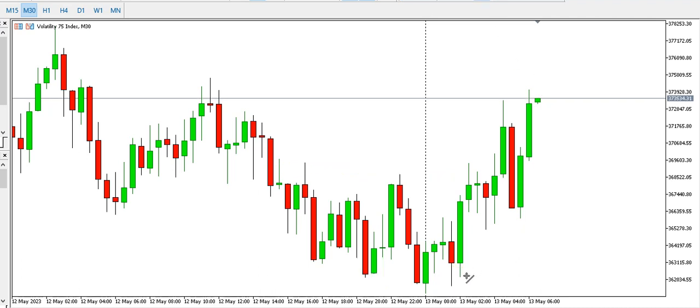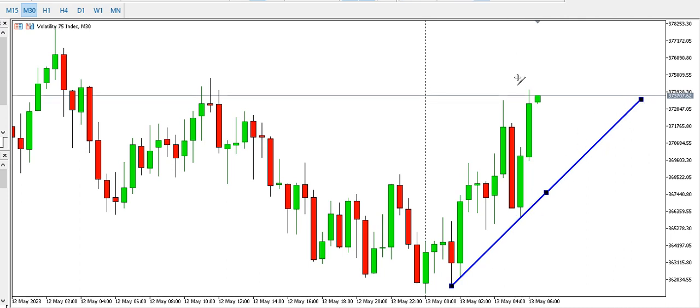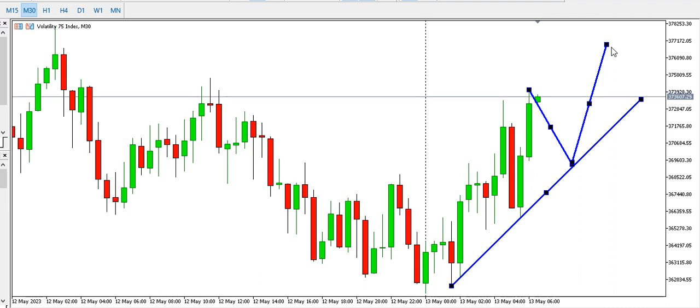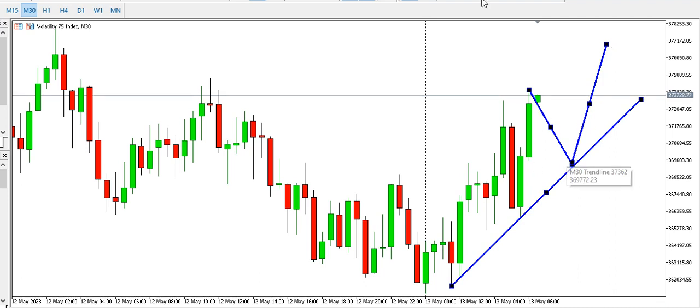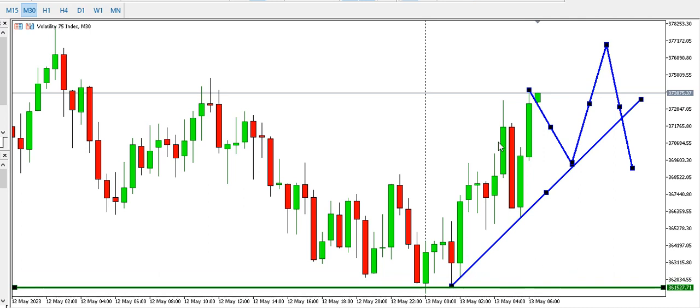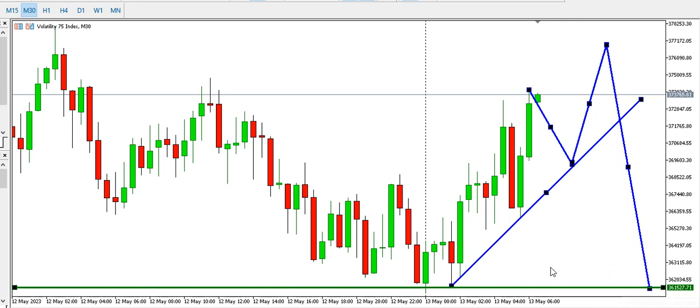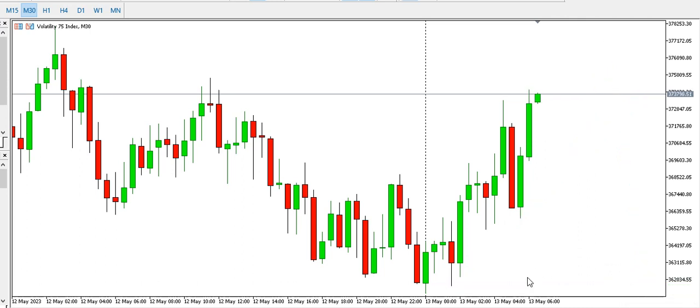For now, price will continue to go up if this ascending trend line is respected. In as much as it's going up, it may retrace and test this ascending trend line around there and continue. It will keep going up only if the ascending trend line is respected. The moment the ascending trend line gets broken, price will go back to the bottom, and the overall bearish trend might continue. But for now, price is going up.